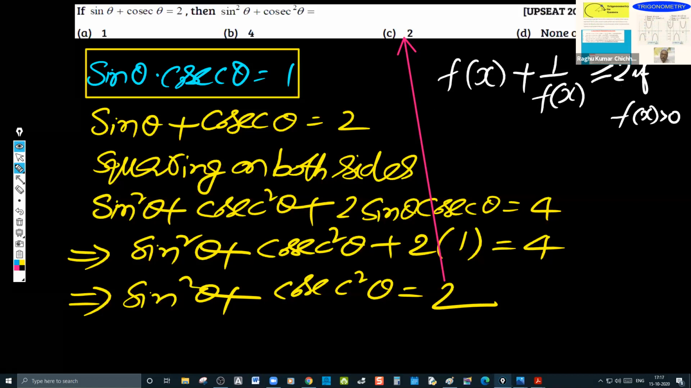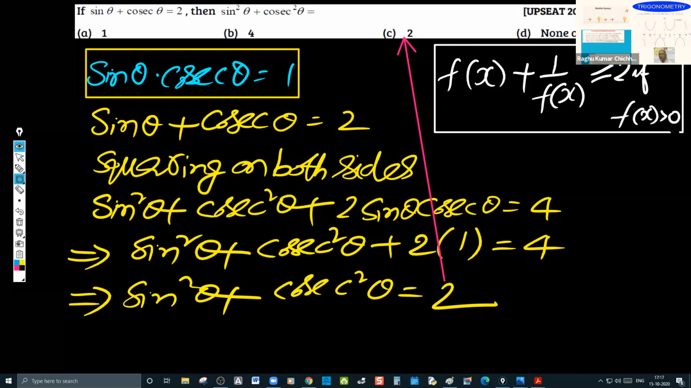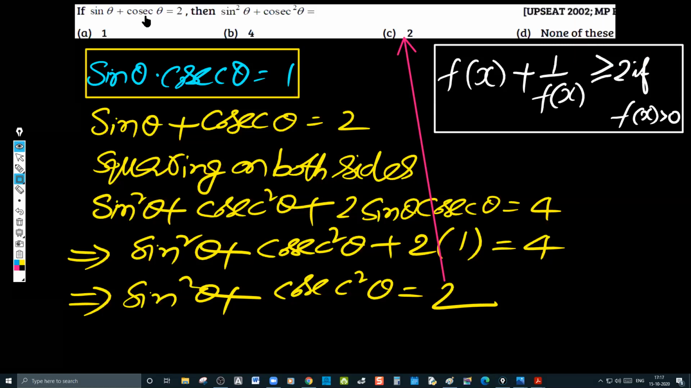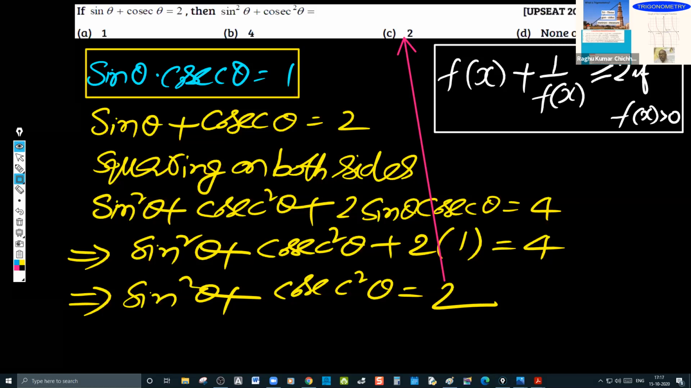This you will have as a relation in the higher level. We will be linking up algebra with this one. What does it mean? Function plus its reciprocal. What is a function here? Sine theta. What is its reciprocal, please? 1 by sine theta, cosec theta. It is greater than or equal to 2. That means its minimum value is 2 whenever sine theta is positive.